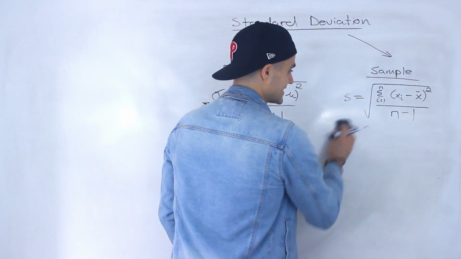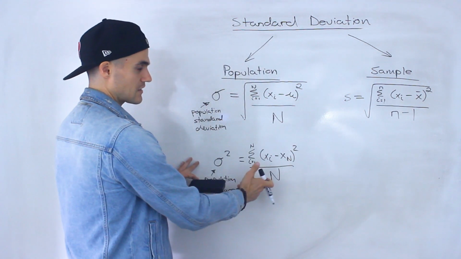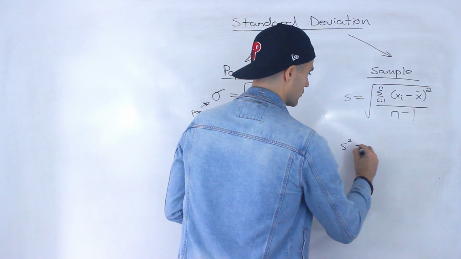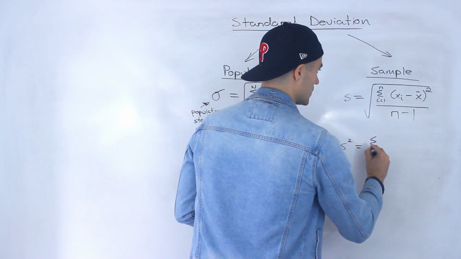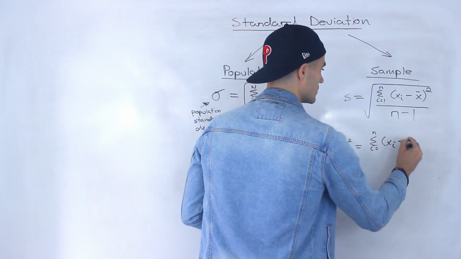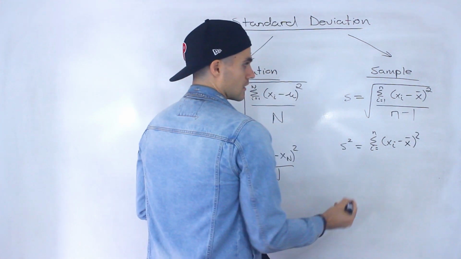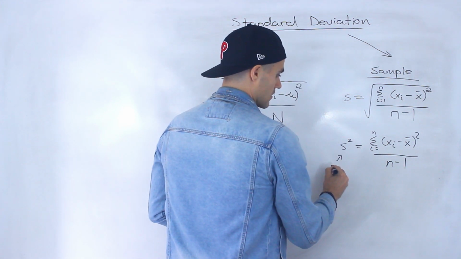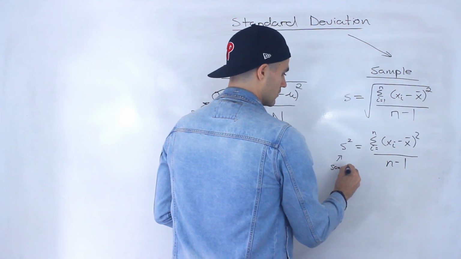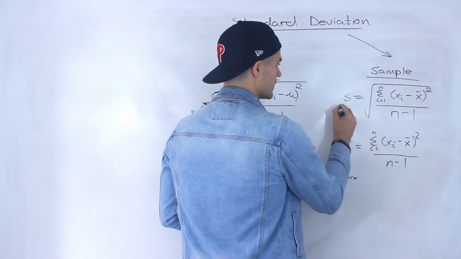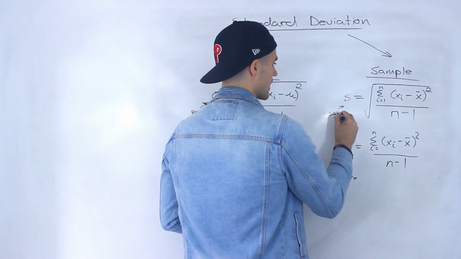And if you wanted the sample variance, well, same thing as here, you would just square both sides. So the sample variance would be the sum of those square deviations divided by n-1. So this here is the sample variance, and this here is the sample standard deviation.